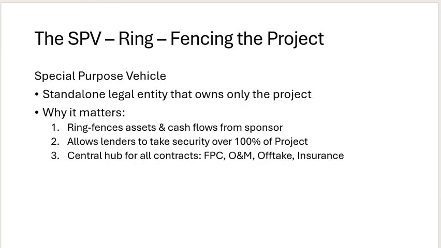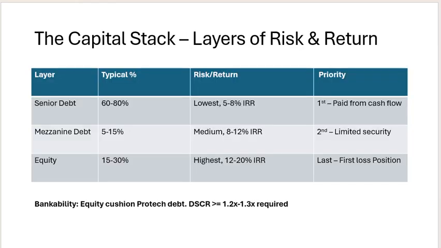Let's move on to the next slide, guys, where we are going to discuss the capital stack, the layers of risk, and the returns received. What are the capital stack layers, the typical risks, the risk and return, and the priority? Let's discuss the first one, the senior debt. Typically it is 60 to 80% debt, and the risk and return is the lowest, at 5 to 8% internal rate of return. It is paid first from the cash flow.